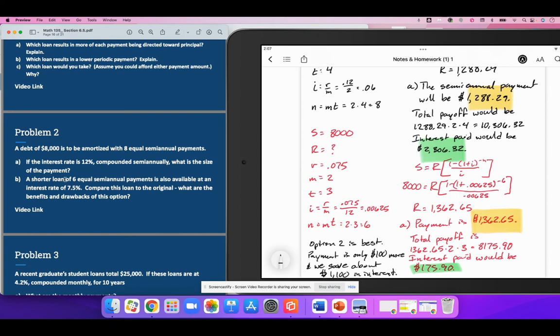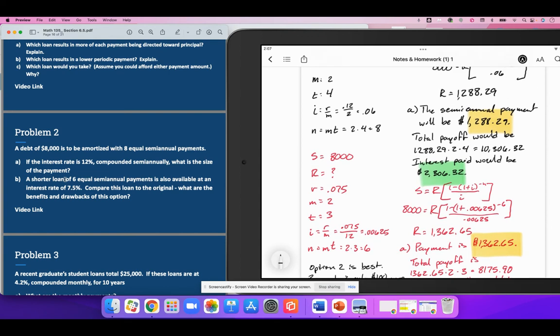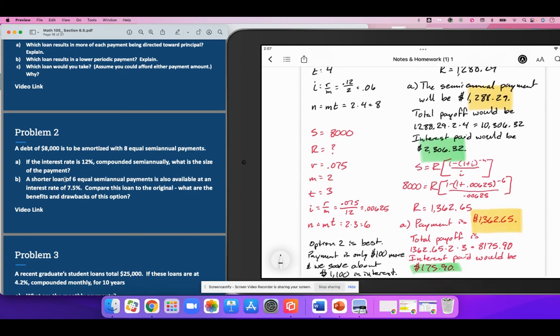But if it was me and I had the option between those two loans, I don't care what it takes. I'm getting the second loan, getting it paid off a year faster, having a payment of $100 more, and saving myself about $1,100 in interest. That's what Schlegel would do.